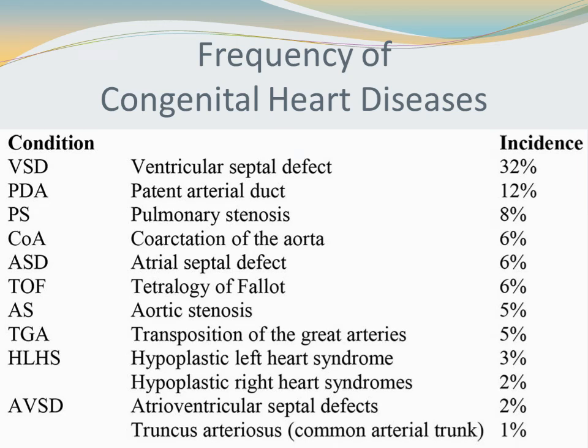This is the frequency of congenital heart diseases. VSD being the most common, followed by PDA, then pulmonary stenosis, then coarctation of aorta, ASD, tetralogy of Fallot, aortic stenosis, transposition of great arteries, hypoplastic left heart syndrome or hypoplastic right heart syndrome, AVSD, and truncus arteriosus.